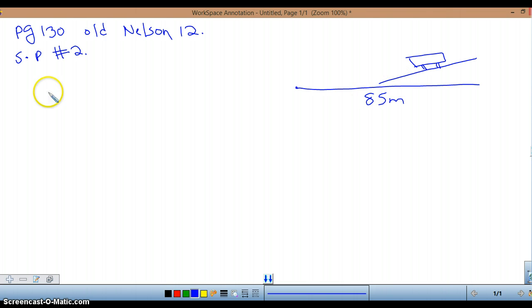Okay, the mass of the car is 1.1 times 10 to the 3 kg, and it's got a radius of 85 meters, and also it has got an angle of 19 degrees. So this is your theta right here. Now when we're solving for this, there are a few things that are different than other questions that we've done at an angle.